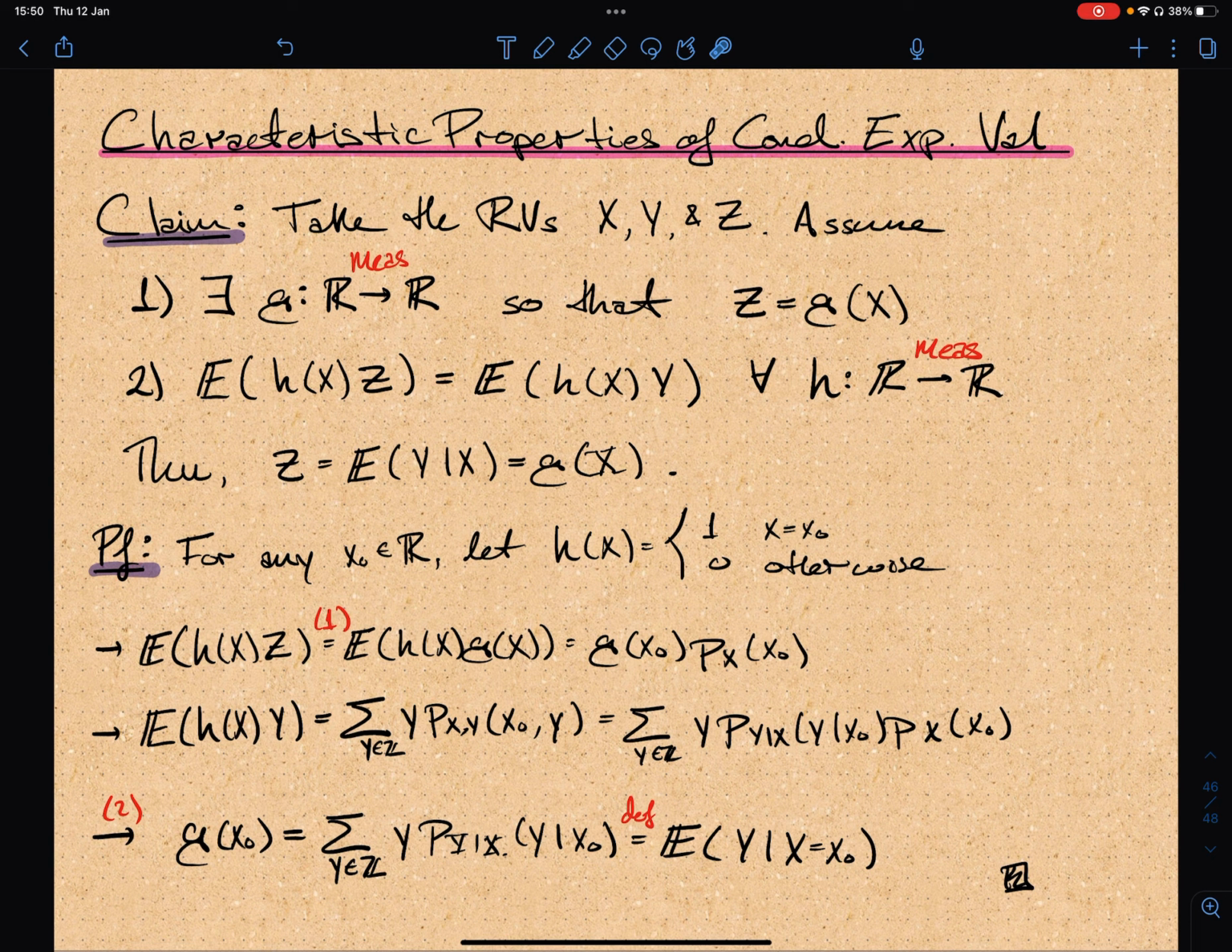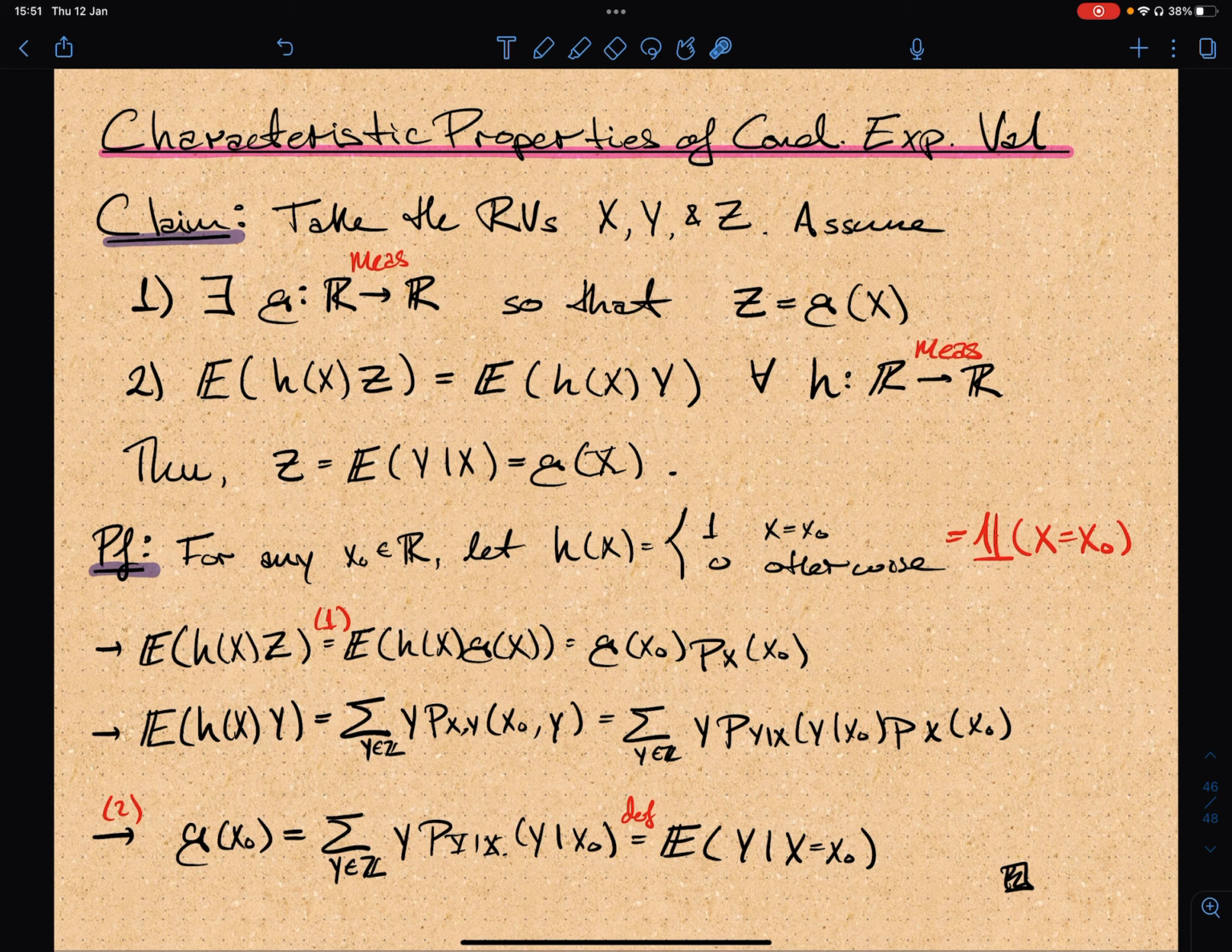So again, the constraining part of this is that this is true for any measurable function h, and in particular, I'm going to pick a very precise function h. I pick h of x to be equal to 1 if x is equal to x naught, or 0 otherwise. In shorthand, I can use indicator functions and write this as the indicator that x is equal to x naught. So I use this specific function h, and I want to leverage this assumption.